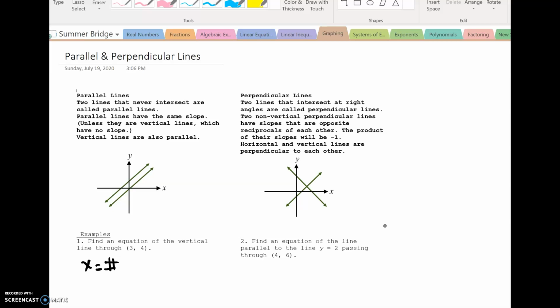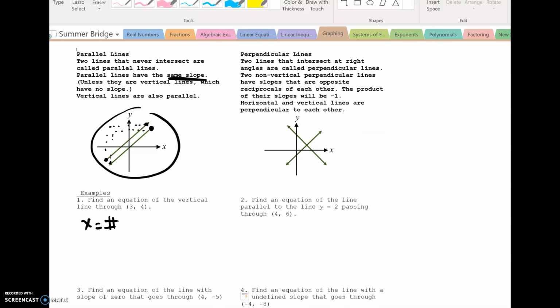A parallel line has the same slope, meaning to say the same steepness. So if we take a look at the picture over here, we see that the two green lines are never crossing, so they are parallel. And if you take a look, the steepness is actually the same for both lines. It's just shifted. Okay, so that's why the slopes have to be the same. Something to recognize is that all vertical lines are parallel and all horizontal lines are parallel to each other as well. So let's do a couple of examples.